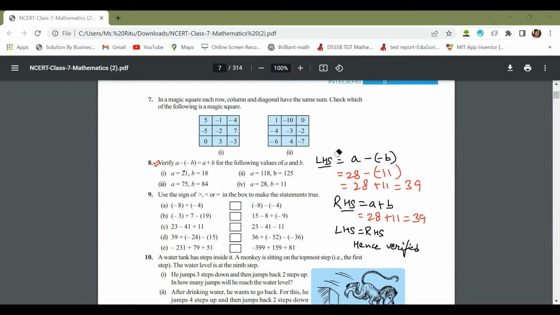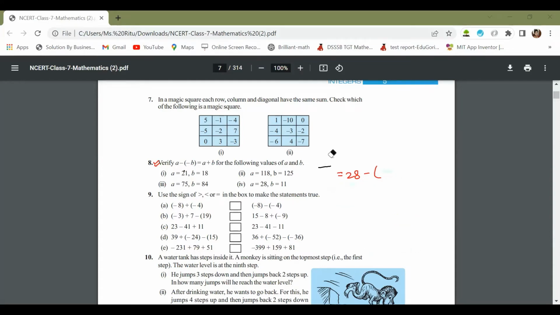Let's switch to question number 9 this time. In question number 9, they are asking to put the appropriate sign. What appropriate sign? Either this, or this. Now use the sign in the box to make the statement true. So what we will do now, we'll check out the calculation here first of all. Let's see the A part. We'll solve it, we'll solve the right side also, then we will compare which one is bigger.